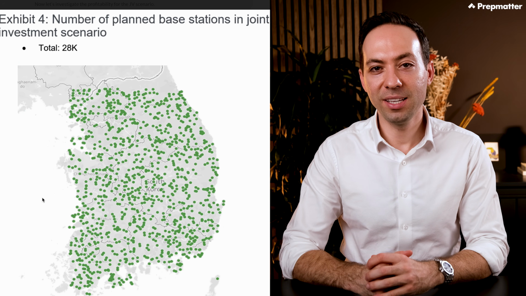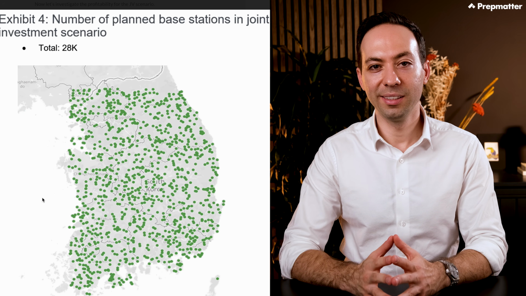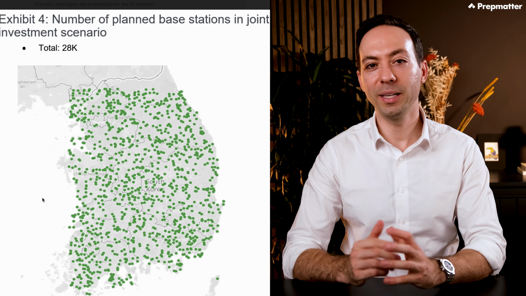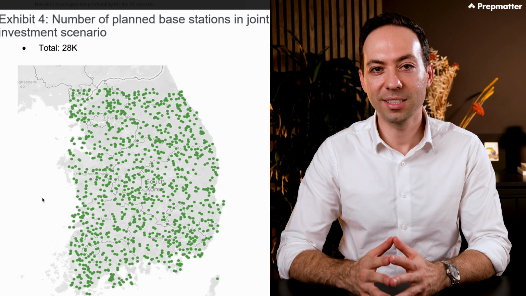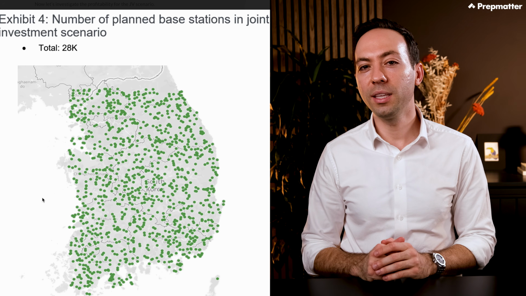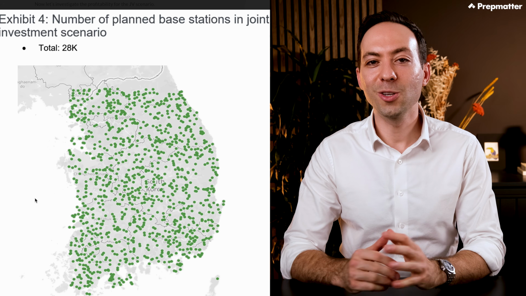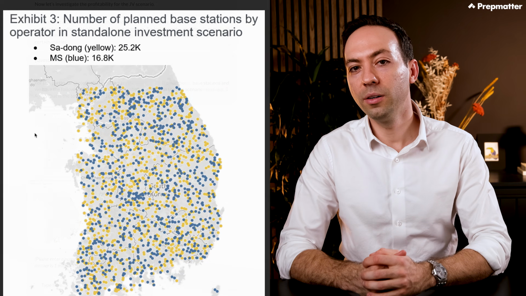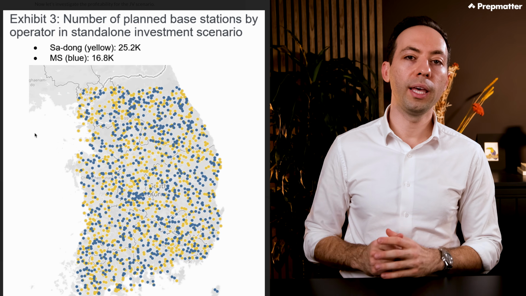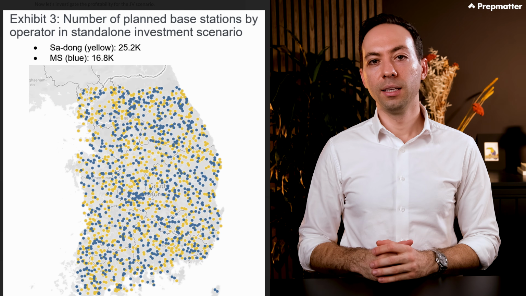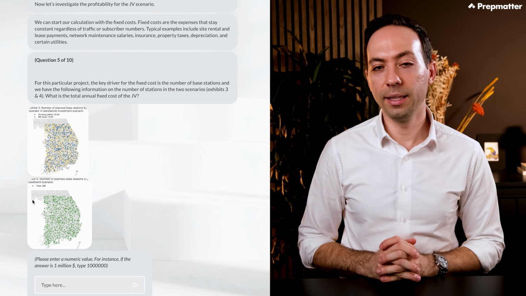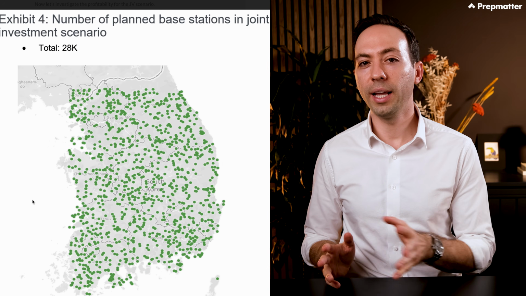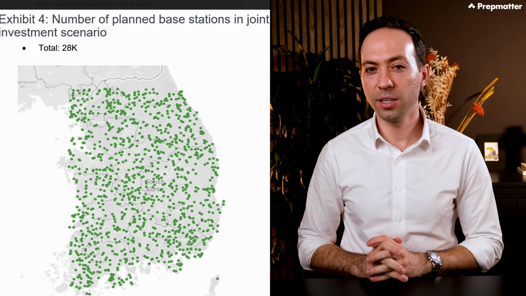Let's look at the next graph. Number of planned base stations in the joint investment scenario. In total, both entities expect to install 28K base stations. And even by looking at the map, we can see fewer base stations. Let's compare the number of base stations in each scenario. In the standalone scenario, we need to sum up 25.2K and 16.8K, which is 42K. And in the joint scenario, it's 28K. Clearly, there is a significant reduction.